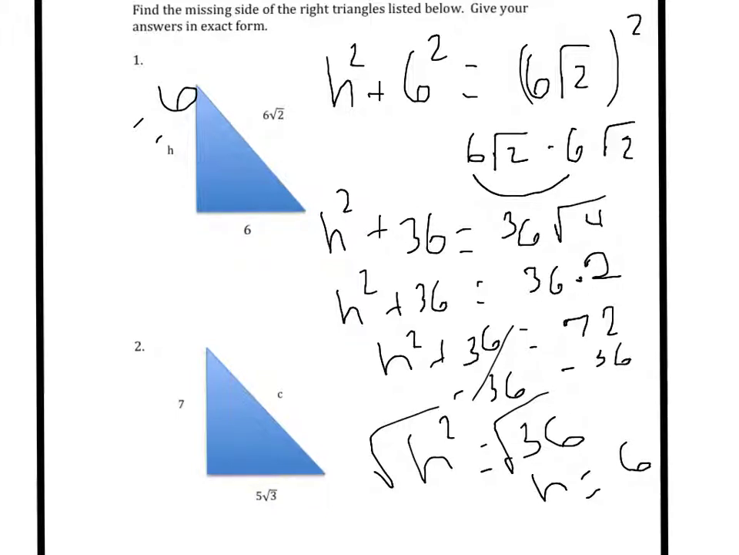And some of the students I expected to remember the 45, 45, 90 degree triangle when they saw the 6 square root of 2 on the hypotenuse, but I don't think any of the students did that. Maybe one in one class, but not in very many classes.